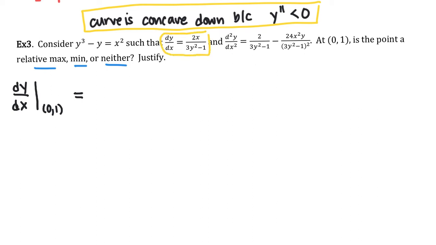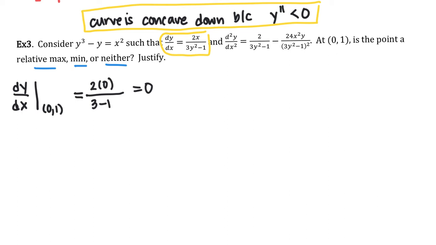Okay, at 0, 1, that's 2 times 1. No, it's not. It's 2 times 0. So that's going to make it 0, over 3 times 1 squared minus 1. So this is going to equal 0. Okay, since the derivative equals 0, then 0, 1 is a critical number, for sure. If it was not equal to 0, then I would be like, oh, it's not a relative maximum or minimum, because it doesn't equal 0 there, or it's not undefined. If it were undefined, that would help as well.